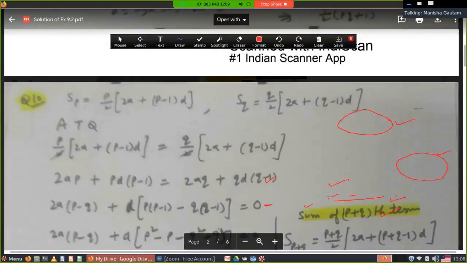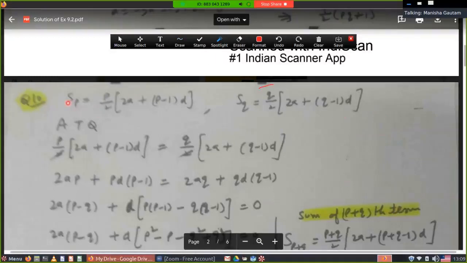Now come to question number 10. The statement of question number 10 is: if the sum of the first p terms of an AP is equal to the sum of the first q terms, then you have to find the sum of the first p plus q terms. Okay. Now the sum of p terms is given and the sum of q terms is given. I have written it here.